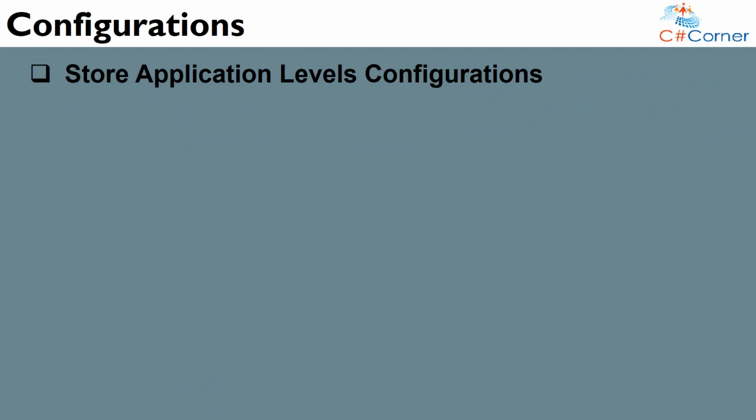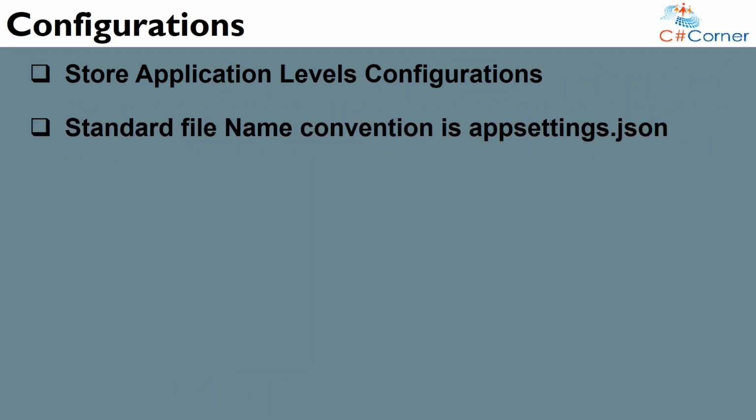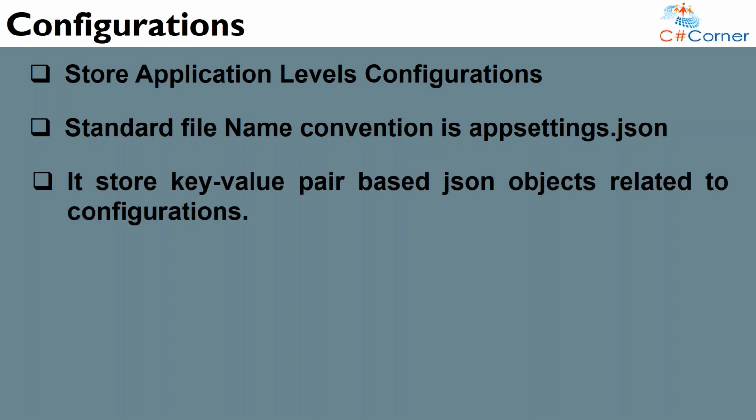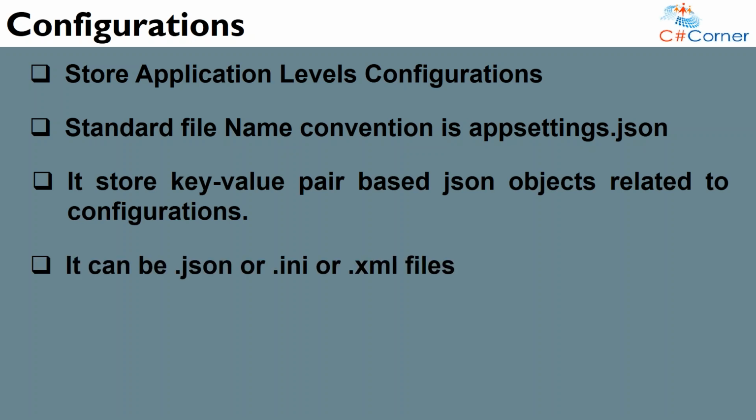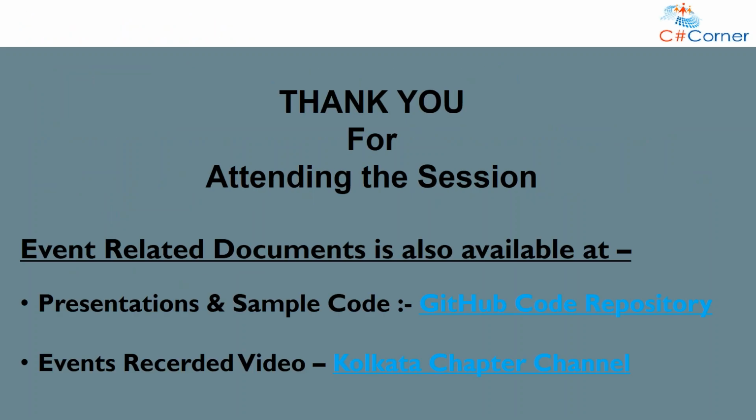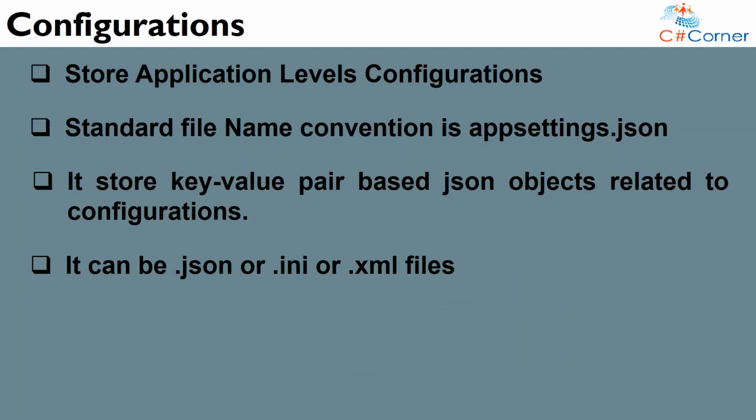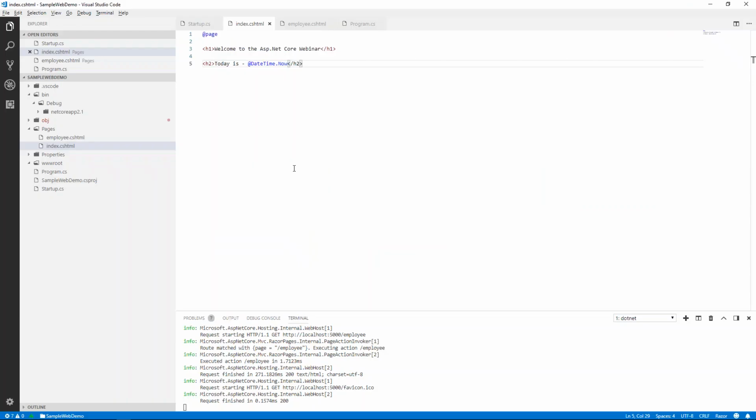Now the configuration. Configuration is the stored application-level configuration, such as connection strings, database, etc. In ASP.NET Core, the normal file name convention of the configuration file is appsettings.json, and it stores JSON key-value pairs, JSON objects. We can also use .ini or .xml files here.